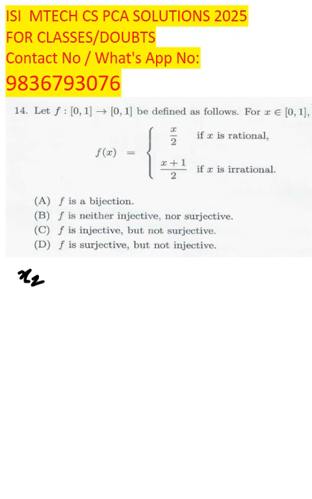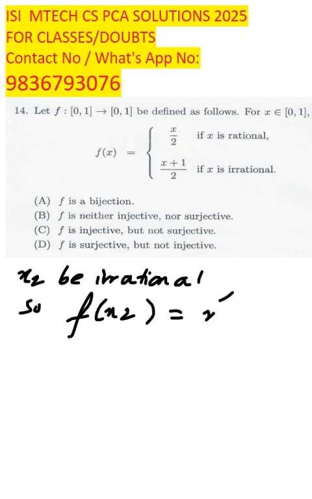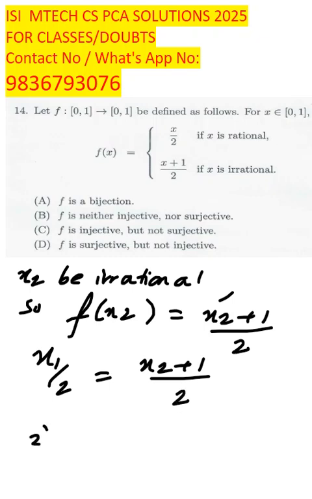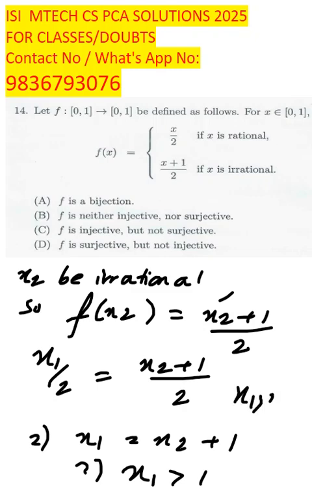if x2 be irrational, so function of x2 is x2 plus 1 by 2. Now equating this, x1 by 2 is equal to x2 plus 1 by 2, or x1 is equal to x2 plus 1, or x1 will be greater than 1. So here both x1, x2 represent (0, 1). So that is a contradiction. So rational and irrational cannot map to the same value.